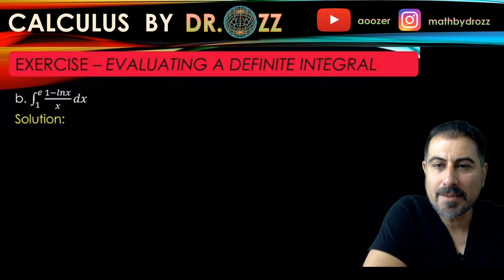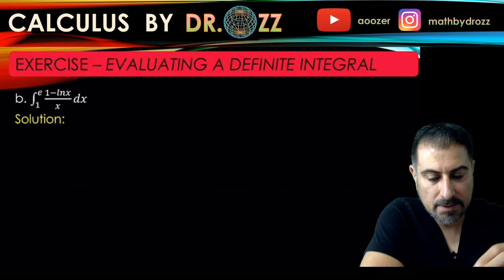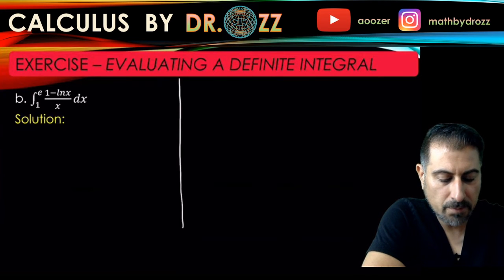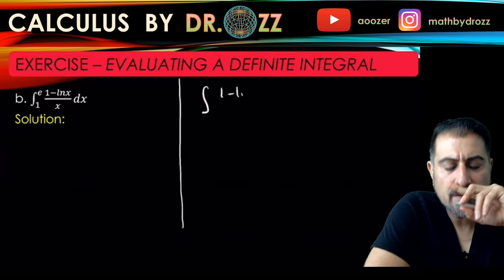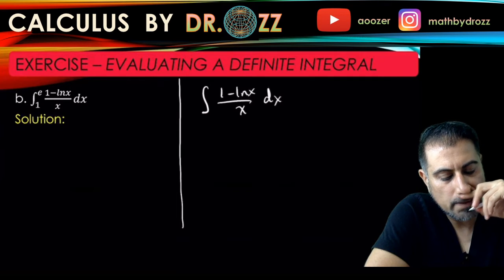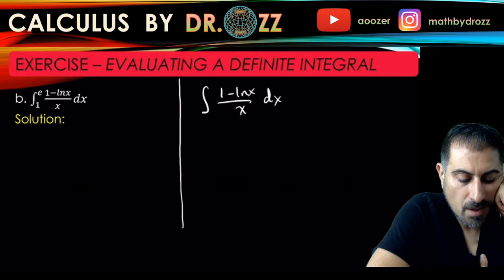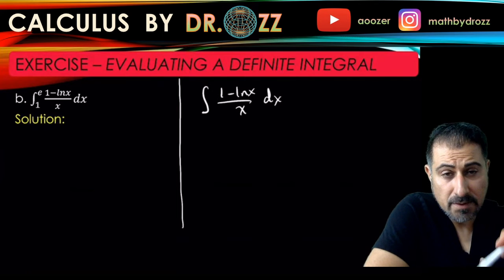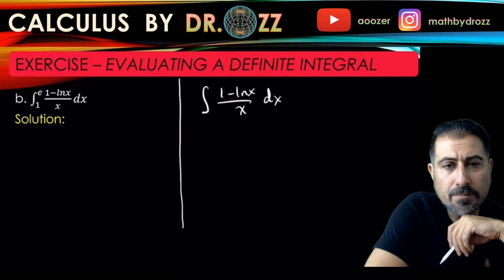All right, let's consider part B. Let's rewrite this without the limits. So 1 minus ln x divided by x dx. And you can start thinking about what technique we should apply for this. But I think we know that ln x has the derivative 1 over x. So I have 1 over x in the bottom, so that's a 1 over x type term.